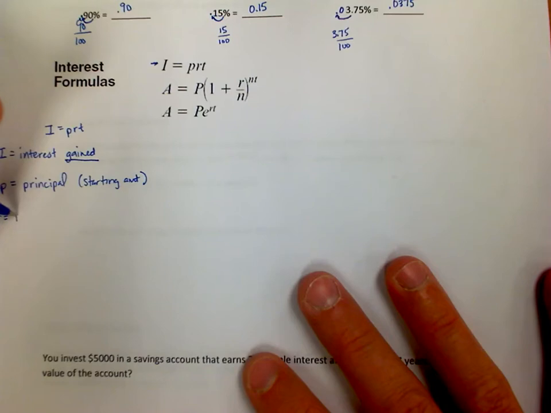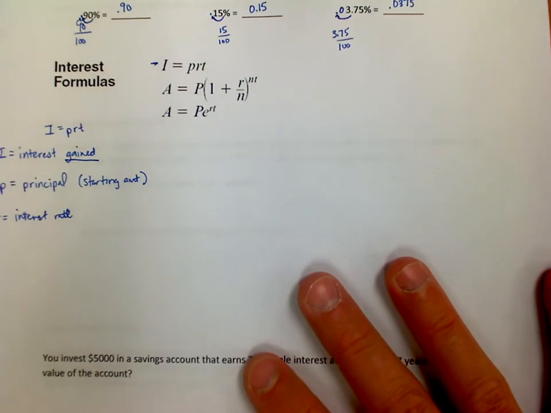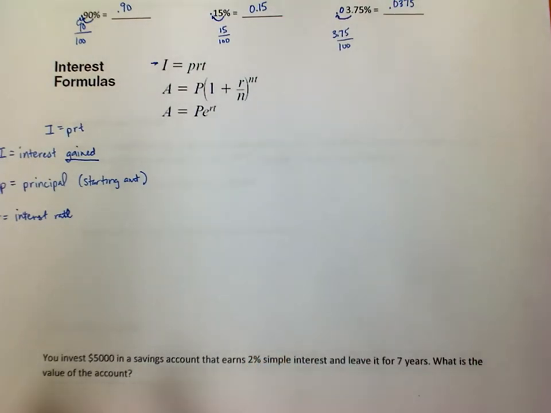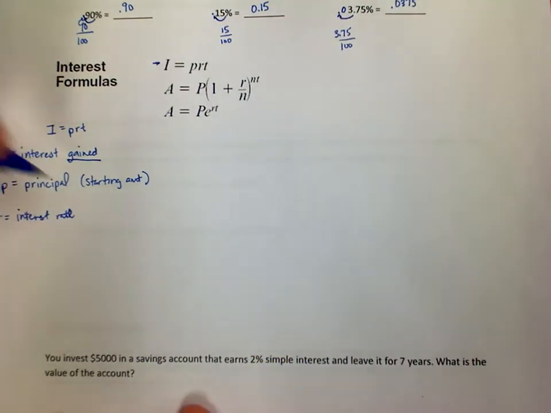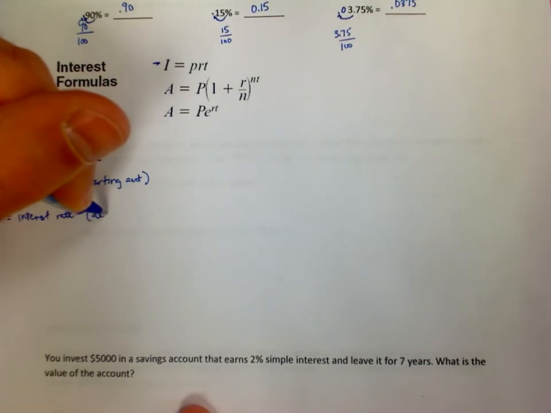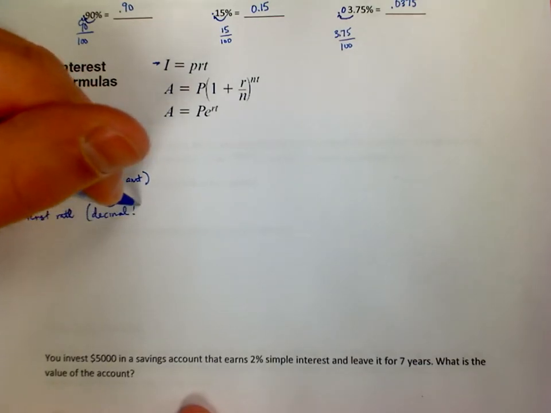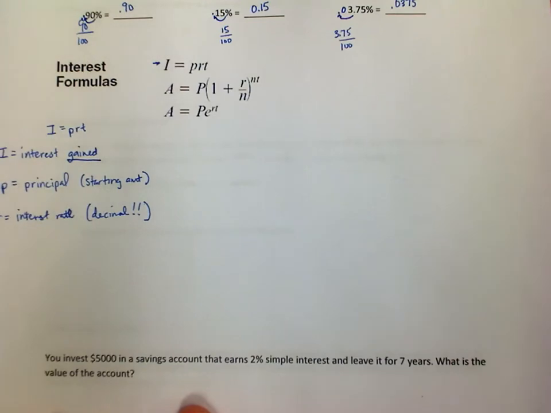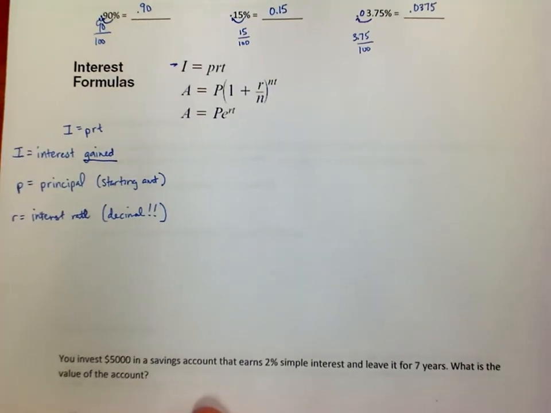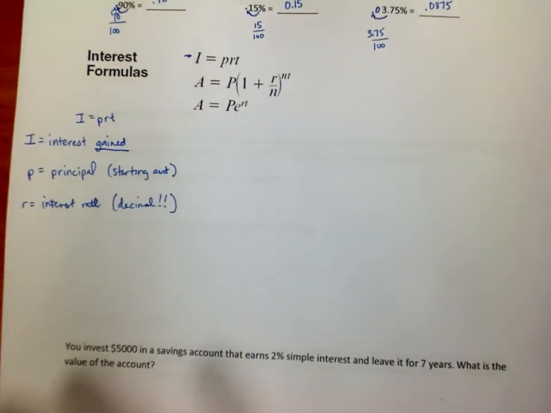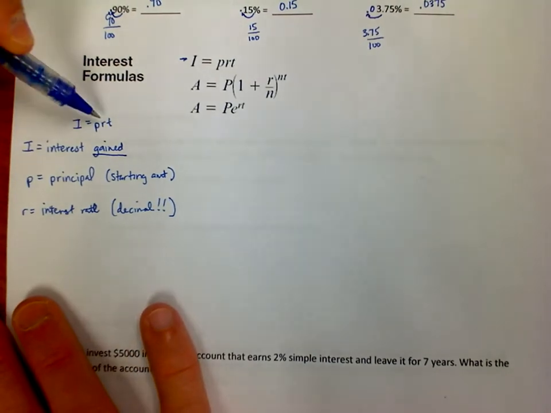R stands for the interest rate. And each bank is going to tell you, hey, we're going to give you 1% interest or something like this whenever you put money into our account. That has to be in a decimal format. If you put 90 in instead of 0.9, you're going to be making a ton of money, okay? Because it's a big deal to multiply by 90 instead of multiplying by 0.9 in the formula.